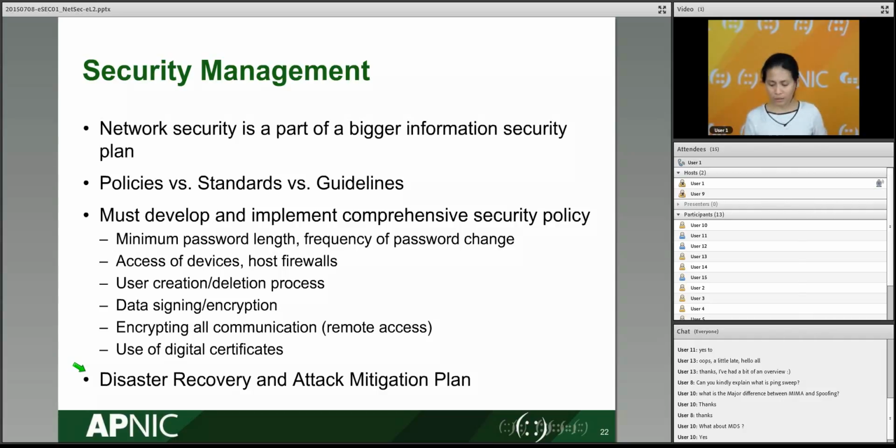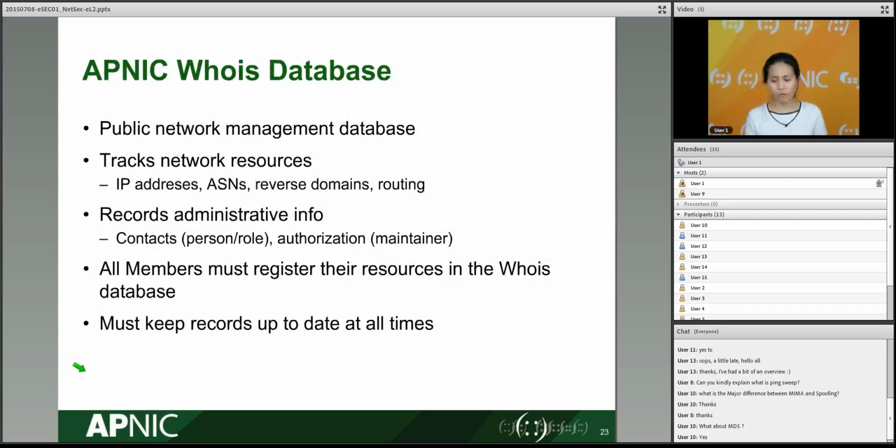That I think is the last part. Oh, I also have the APNIC whois database. As you know, APNIC publishes or has this public repository of all the internet resources, IP addresses, AS numbers, with information about who is responsible for that resource. So this is used a lot by most of us.